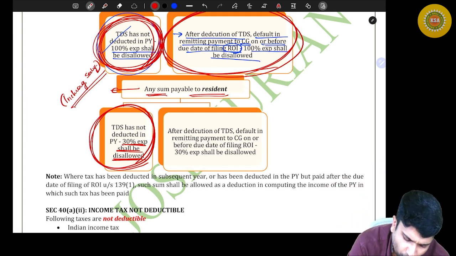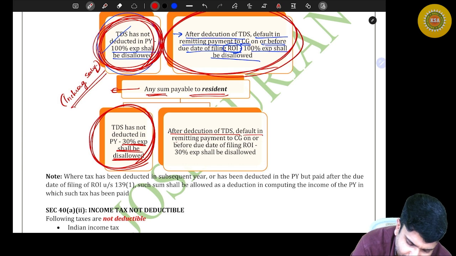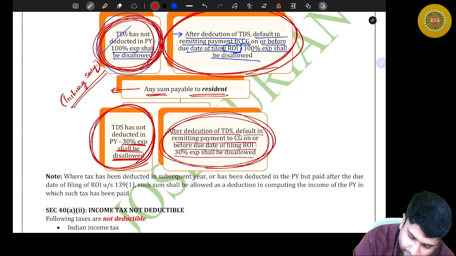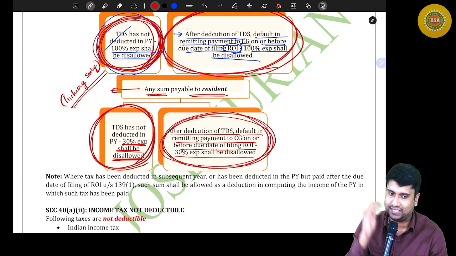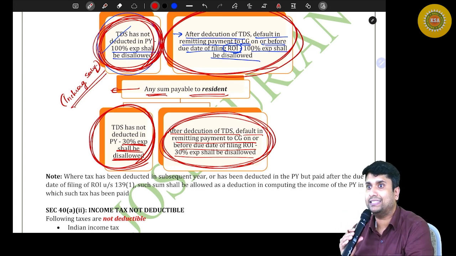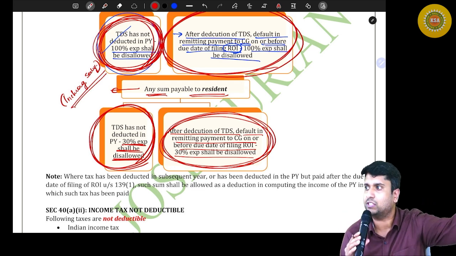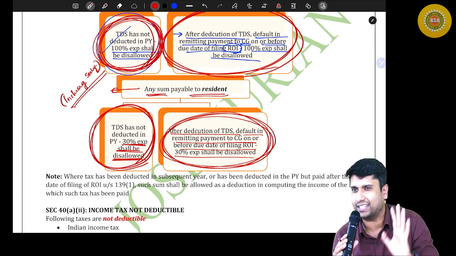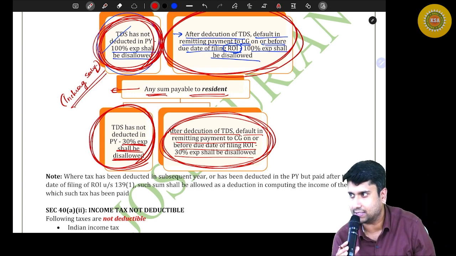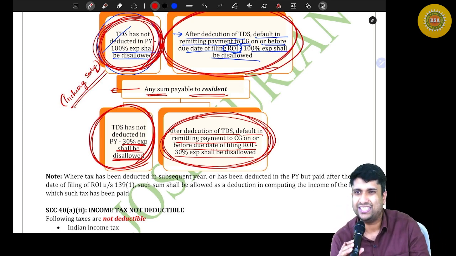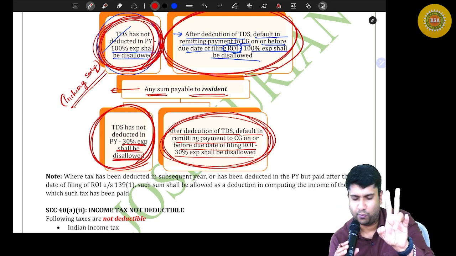Now, how about after deduction of TDS, default in remitting payment to the central government on or before the due date of filing return? Once deduction is there and there is a default in making the payment to the credit of the central government, then also 30% shall be disallowed, not the entire amount, because the payee is resident here. Are you with me? So these are actually similar. Only small differences are there.